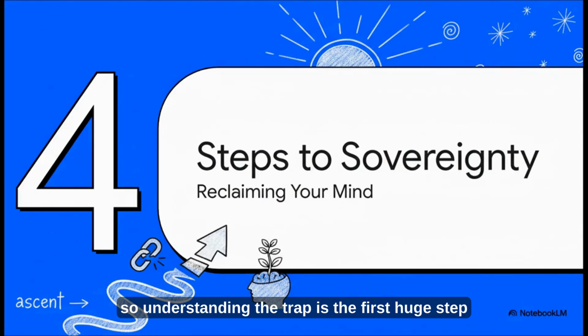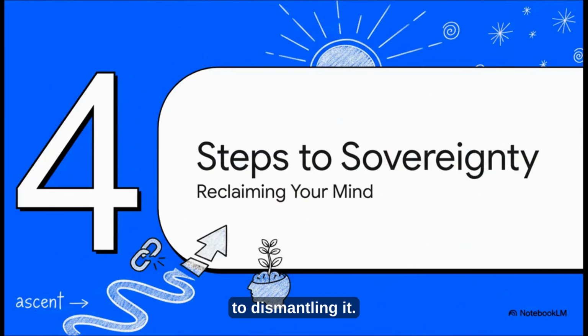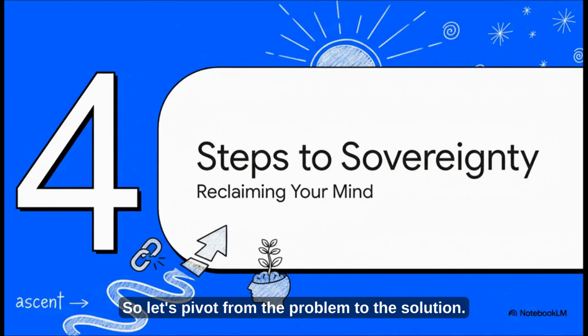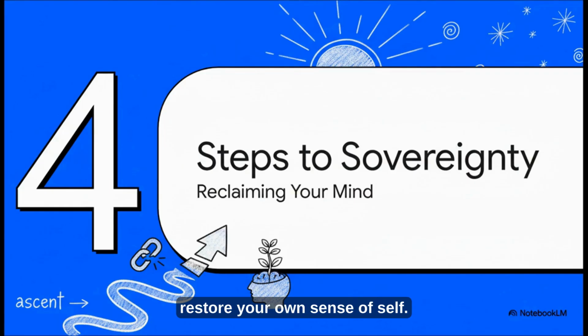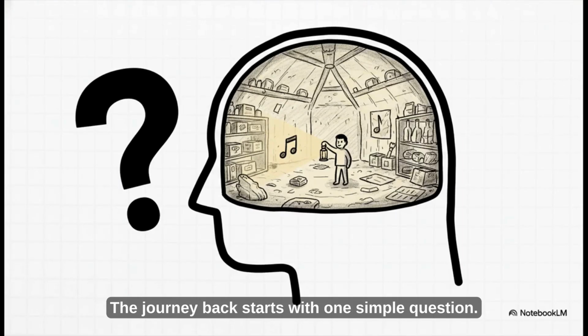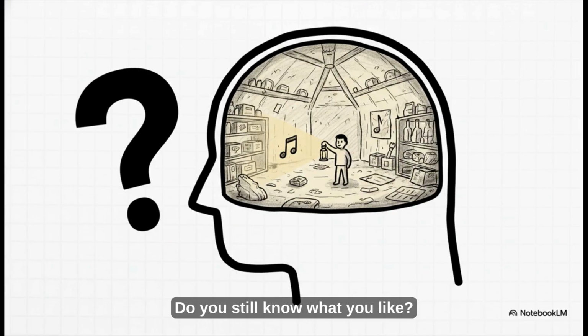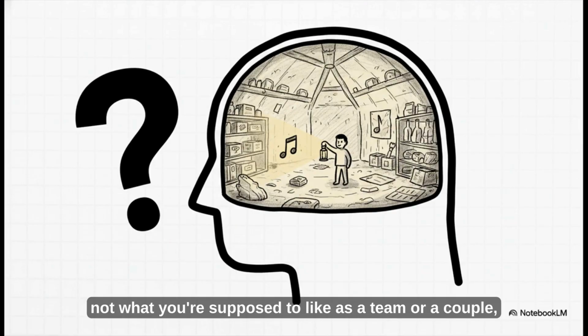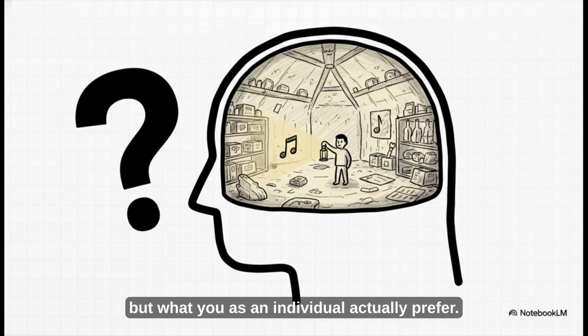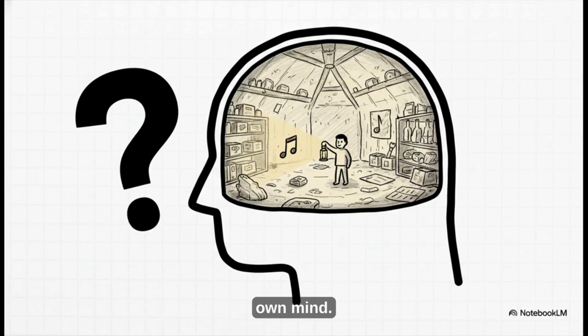Okay, so understanding the trap is the first huge step to dismantling it. So let's pivot from the problem to the solution. This is the ascent back up, the practical, actionable steps you can actually take to reclaim your mental territory and restore your own sense of self. The journey back starts with one simple question. Do you still know what you like? Not what they like, not what you're supposed to like as a team or a couple, but what you as an individual actually prefer. This isn't about being confrontational. It's about conducting a quiet internal audit of your own mind.